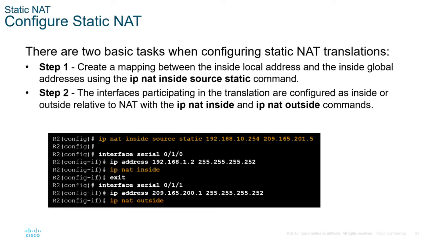So you tell it what mapping you're creating by saying ip nat inside source static, and then the private address that you're going to map, and then the public address you're mapping it to. So in this case, they're mapping 192.168.10.254 as their private, and the public address they're mapping it to is 209.165.201.5. Now, the important thing to note here on the router is that public address doesn't have to exist on any actual interface. It just has to be present.